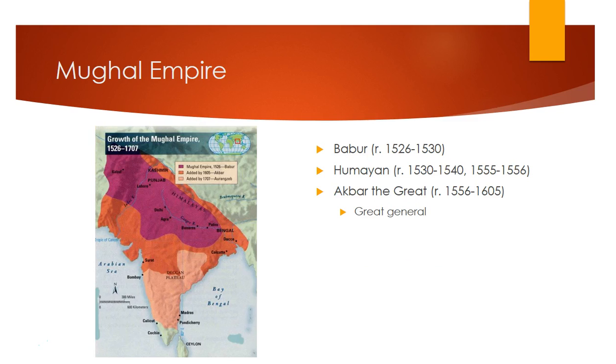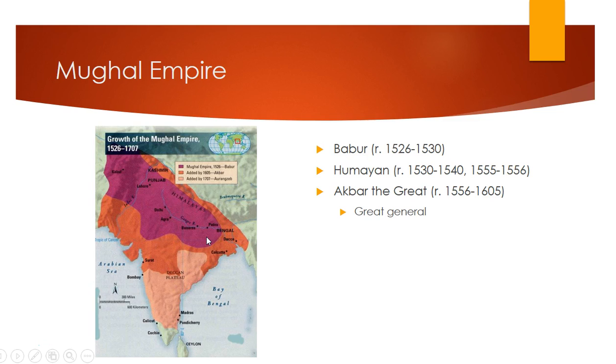Here we can see the empire under Babur in the purple. So there's Kabul, where he started off, once he settled down. The region around and his invasions into Pakistan and then into India proper.